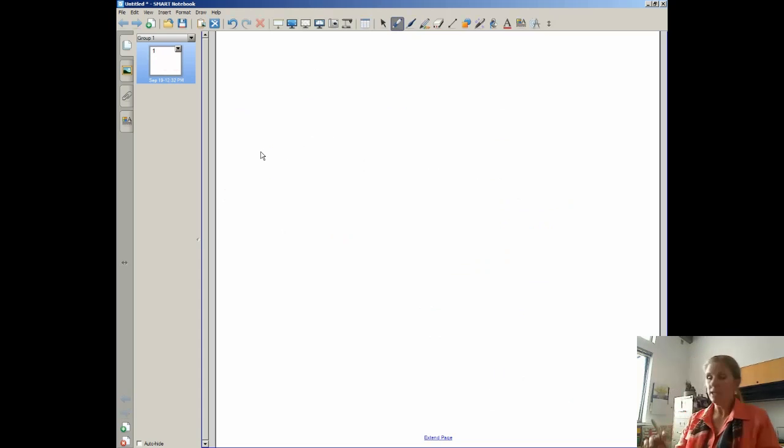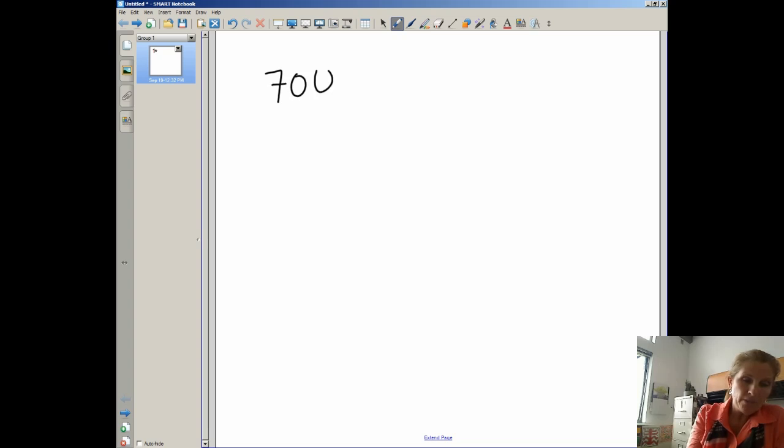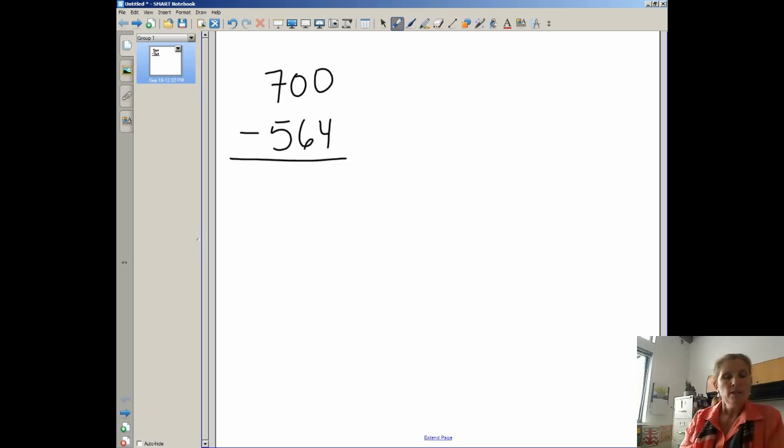The next one definitely requires some borrowing. I have something like 700, and I'm subtracting something like 564. So in this case, I want to take 4 away from 0, and I can't do it. And I want to take the 6, so I can't borrow from the next one over because there's a 0 there as well.